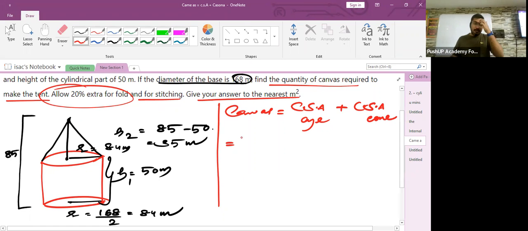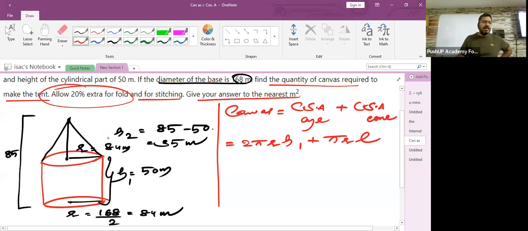So curved surface area of the cylinder, what is the formula? 2 pi rh. Plus curved surface area of the cone, that is pi rL. So then you need to find the value of L. Can you do it? How much is it? 91. All right. I'm not going to do it for you. You find it on your own.